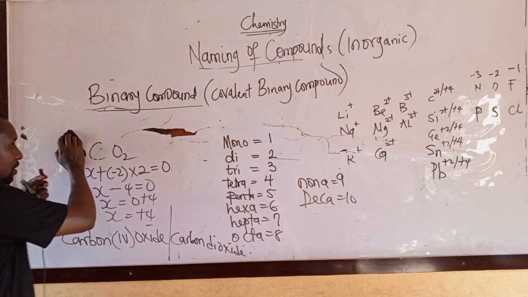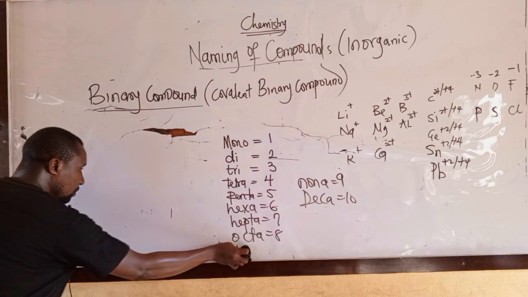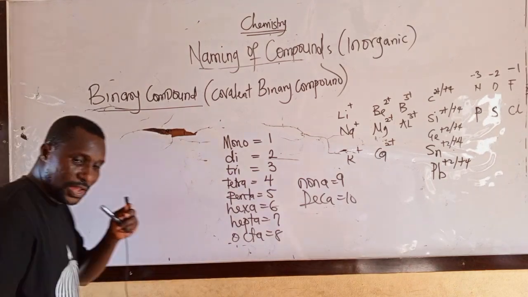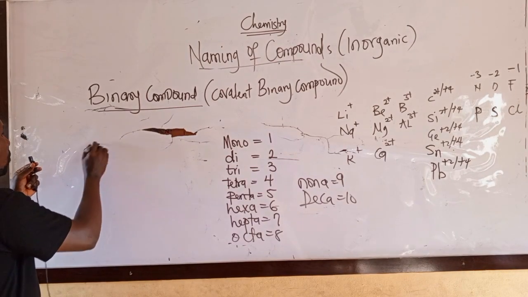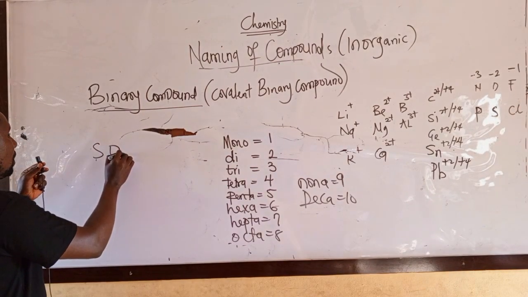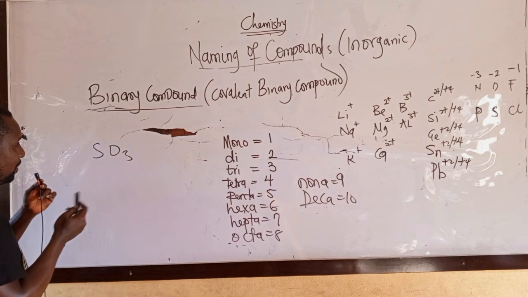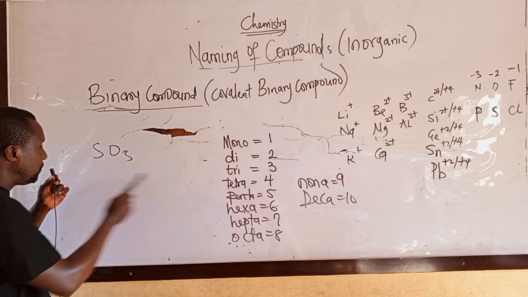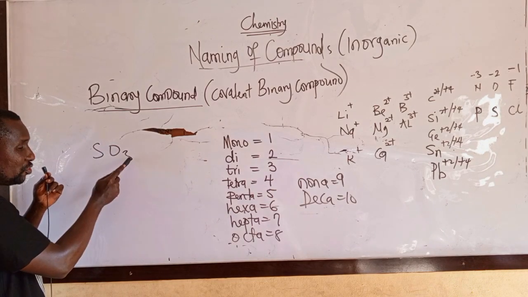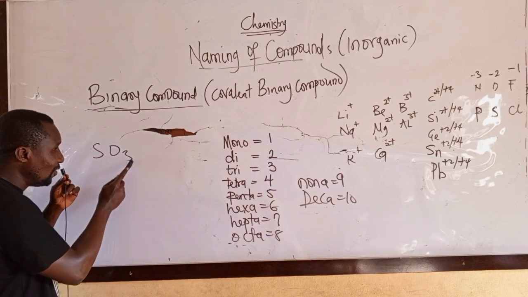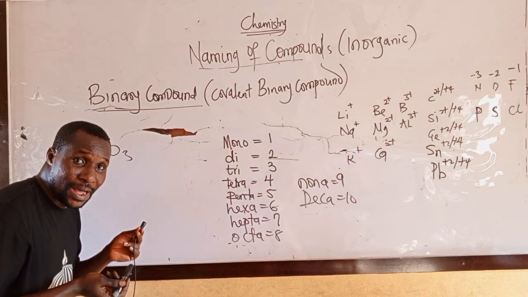Look at this. You can pause, write it down. If you have this, SO3. Look at SO3. What will be the name? I can say, using this prefix, sulfur trioxide. Sulfur tri, 3 means tri. Sulfur trioxide. Or find the oxidation number.